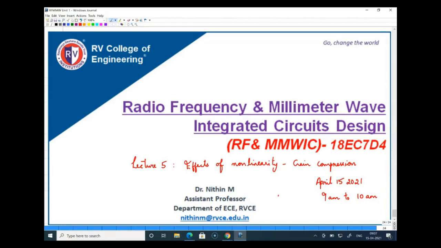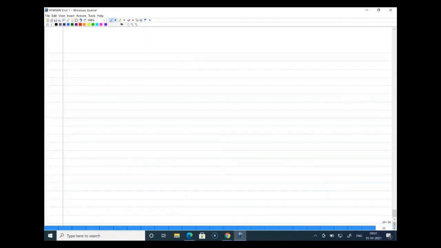Welcome to radio frequency and millimeter wave IC design class. In today's class, we'll continue our discussion on non-linearity. I hope all of you know how to characterize a system, especially a third order nonlinear system, and we know how to look at the various components coming at the output. So today we'll continue the discussion on non-linearity.